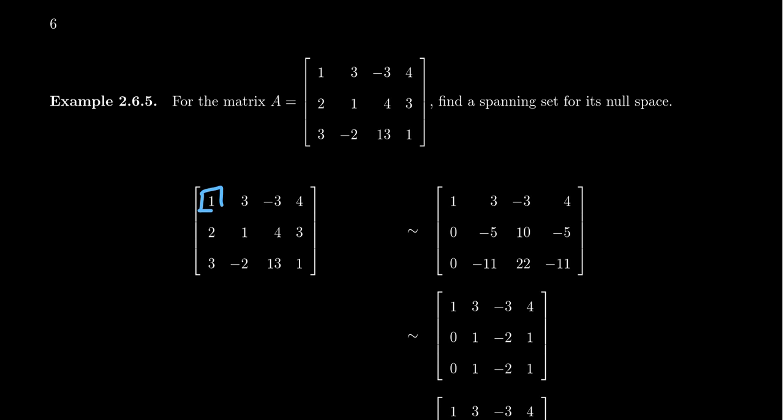So I have a 1 in the pivot position, 1, 1. So I'm going to use that. We're going to get rid of the 2 below it by taking row 2 minus 2 times row 1.